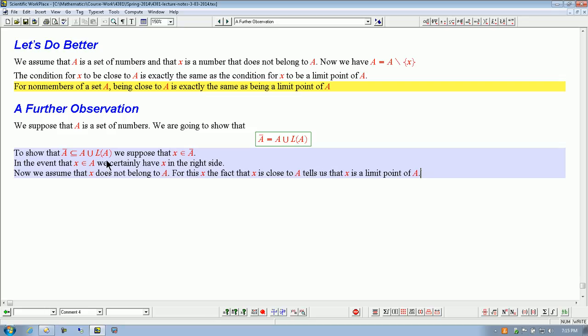So here I'm saying suppose that X is close to A. If X belongs to A, well, it's here. So it's on the right side. If X doesn't belong to A, the fact that X is close to A makes it a limit point of A. So it belongs here. So are we done that the left side is included in the right side? Now we're going to take the other direction. So let's change color to show that this thing is a subset of A bar.